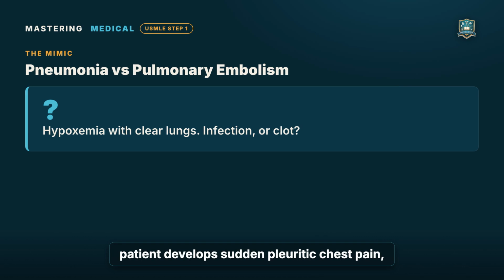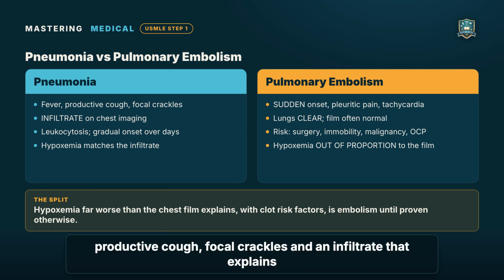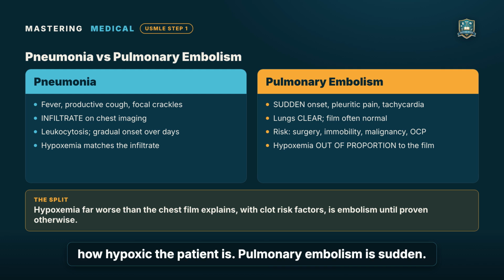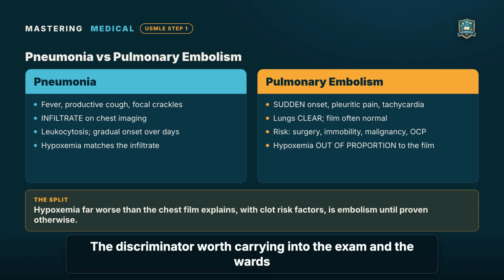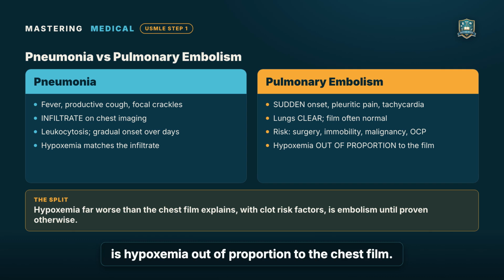A post-operative patient develops sudden pleuritic chest pain, tachycardia, and dyspnea, and the lungs are clear. Both of these cause hypoxemia and pleuritic pain, infection or clot. Pneumonia builds over days, with fever, productive cough, focal crackles, and an infiltrate that explains how hypoxic the patient is. Pulmonary embolism is sudden, pleuritic chest pain, tachycardia, dyspnea, and a chest film that is essentially normal, which is the point. The discriminator worth carrying into the exam and the wards is hypoxemia out of proportion to the chest film. If the patient is markedly hypoxic and the film is clear, think clot.